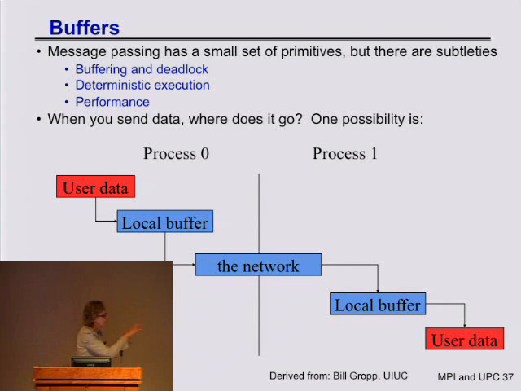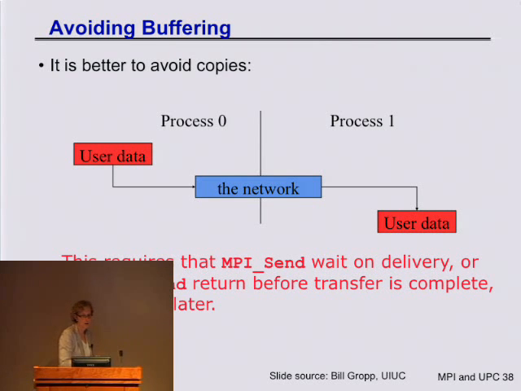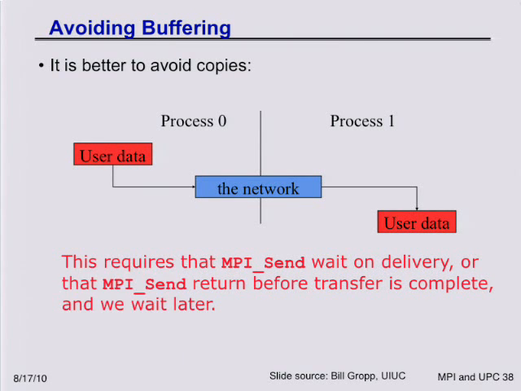And so this is a two-copy scheme, which is simple to understand, but can be expensive in terms of performance, because these copies are expensive operations. Going through the network is expensive, but so is just copying data, in terms of the memory cost of doing the copy. So it's better if you can avoid the copies. You just take the user data, send it directly into the network, and then the data comes out of the network and goes directly into the user's data structure on the other side. This requires, though, that the sender either wait for the delivery, or that it has to return before the send is complete, and at some later point you come back and ask, did my data actually get sent?